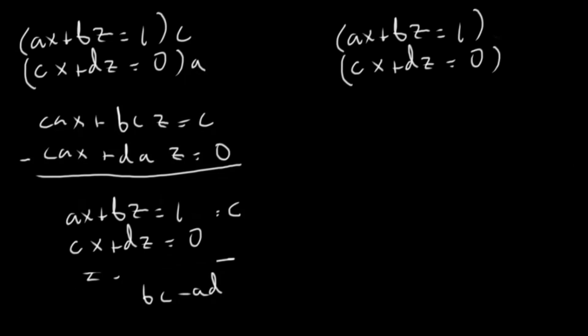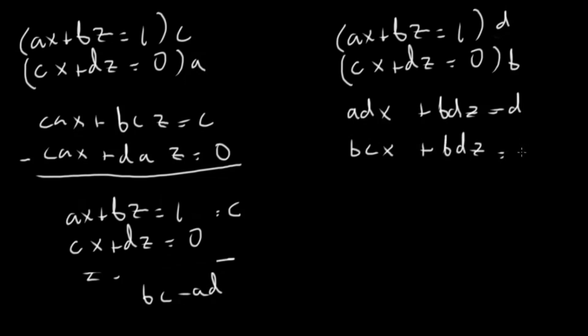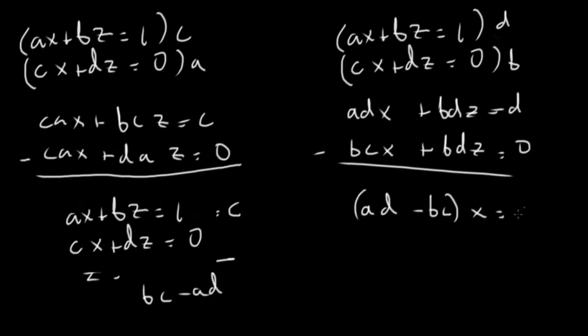All right, so we want to multiply this thing by D and multiply this thing by B. So we get ADX plus BDZ is equal to D. We get BCX plus BDZ is equal to 0. We subtract these two things and we get AD minus BC times X is equal to D. So X is equal to D divided by AD minus BC. Cool. Oh, what happened here? I'll look into that later.